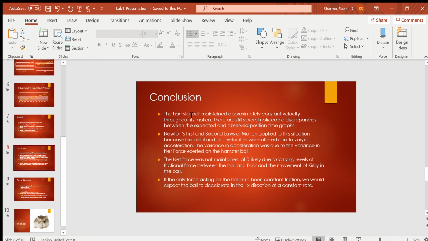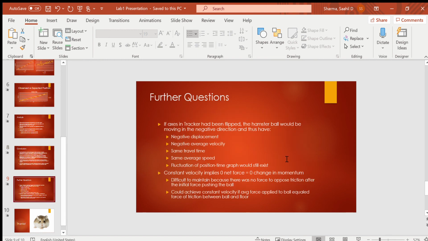So our conclusion is that the hamster ball maintained approximately constant velocity throughout its motion, but there are still some noticeable discrepancies between the expected and observed position time graphs. We see Newton's first and second laws applied in this situation because an object in motion stays in motion unless an outside force is applied to it, and here that outside force was friction and Kirby moving in the ball. We see the initial and final velocities were altered due to the varying acceleration. And so the net force was not maintained exactly at 0 due to varying levels of friction force between the ball and the floor, and also curbing the ball.